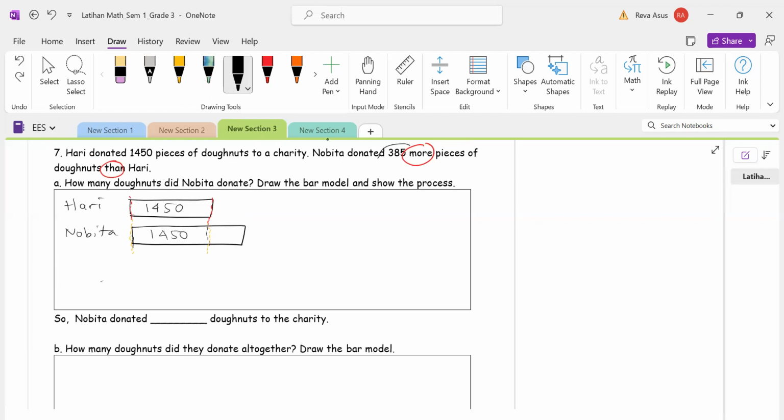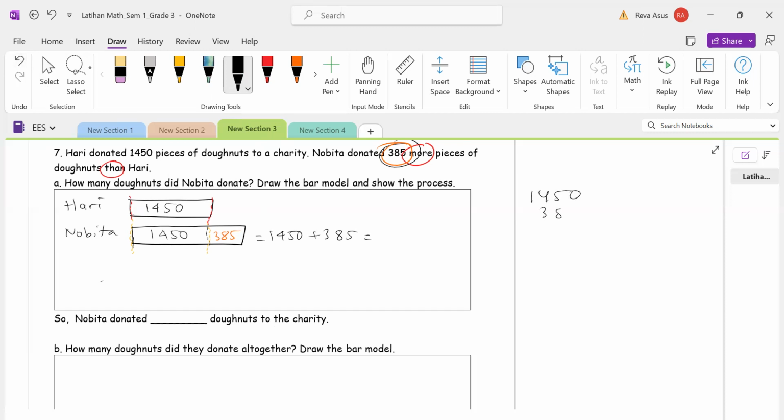Nobita donated 385 more, so we can put it in here. 385 more. So how many donuts did Nobita donate? So Nobita donated 1,450 plus 385. Let's do long division. Long addition, I mean.